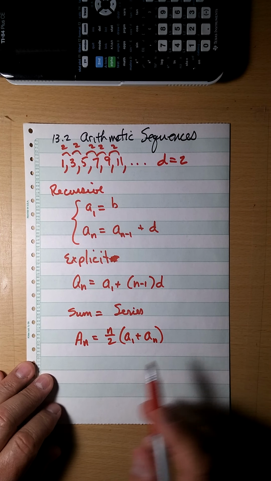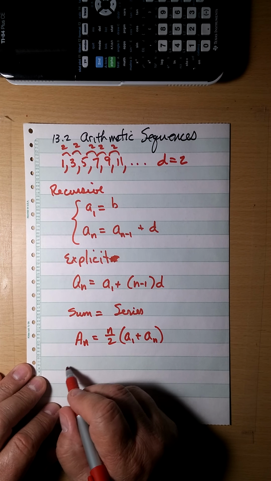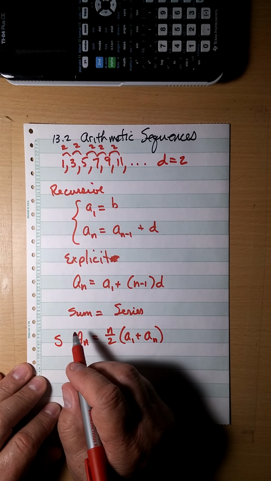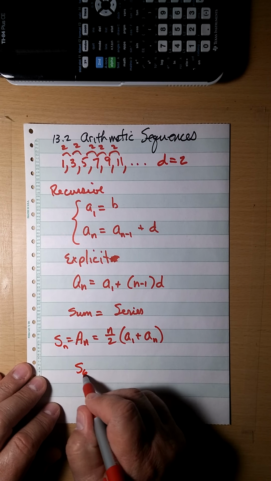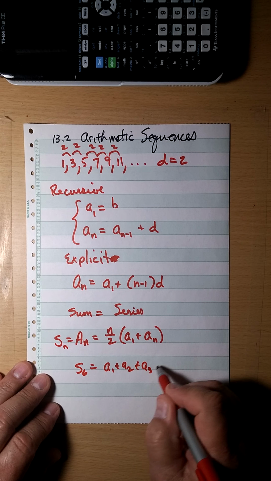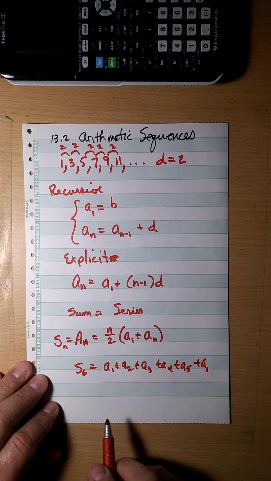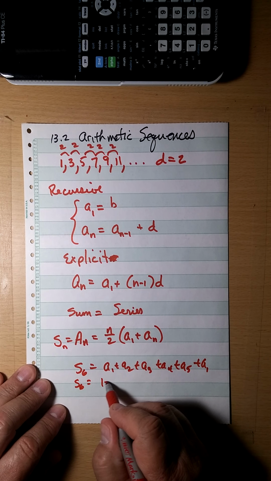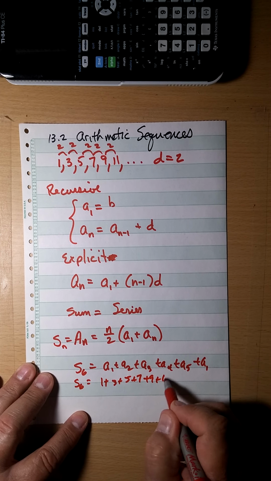How does that work? Well, let's look at these 6 here. Many times they'll use an S also. I'm not sure what our book uses for a series. S sub n. S sub 6 is a sub 1 plus a sub 2 plus a sub 3 plus a sub 4 plus a sub 5 plus a sub 6. Or this sixth one is 1 plus 3 plus 5 plus 7 plus 9 plus 11.